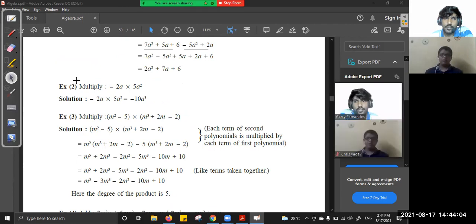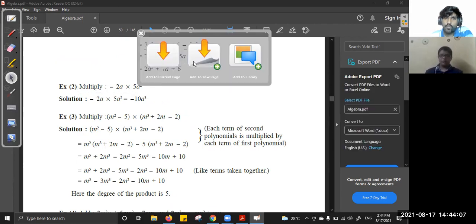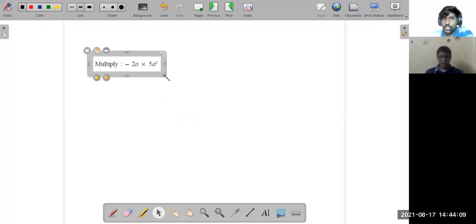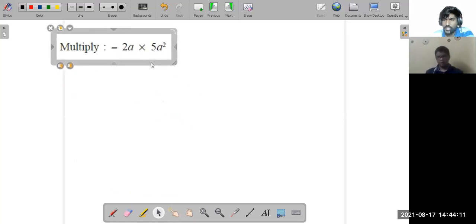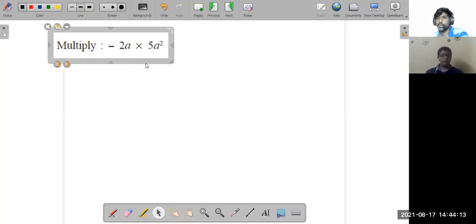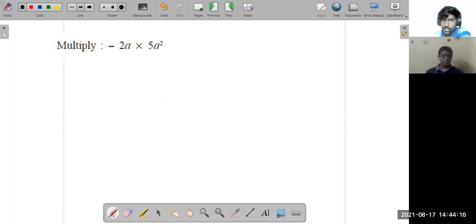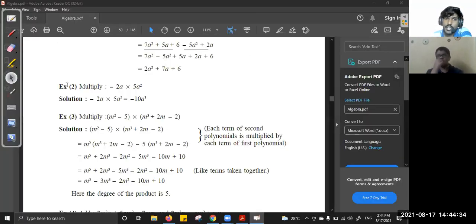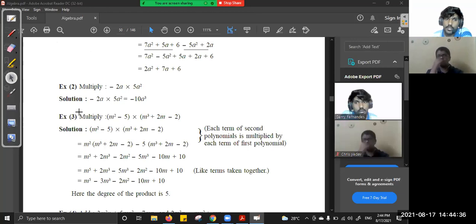Next, see multiplication. Multiplication you already know how to do. So this is the easier multiplication. These are just monomials. Multiplying two monomials is easier. So you multiply the two coefficients. -2 into 5 will give you -10. And a into a square will give you a cube. So this was easy, multiplying two monomials. But what if you have a binomial and a trinomial? Then how will you multiply?